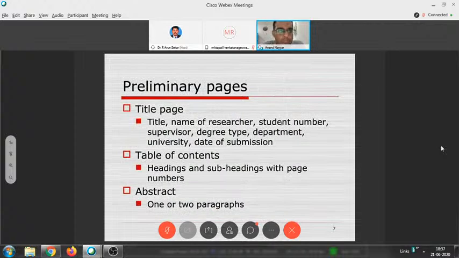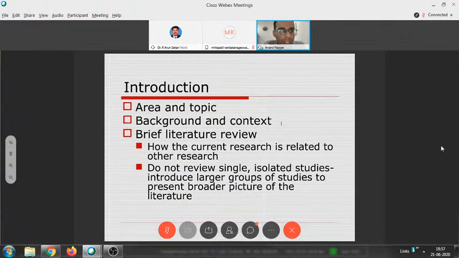The preliminary pages should begin with the title page: the title, name of researcher, student number, supervisor, degree, department, university, whatever it is. The table of contents should have proper headings and subheadings. The abstract should be a minimum of one or two paragraphs: what is the baseline, what is the objective, what results you have stated right now, and what you want to observe. Most important in the abstract. In the introduction, cover the broad area and background, a brief literature review, and the larger studies and broader picture of the literature. I'm going to give you a complete research paper on how to write it.